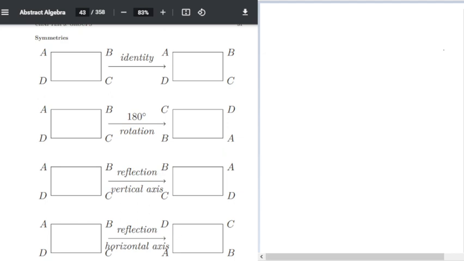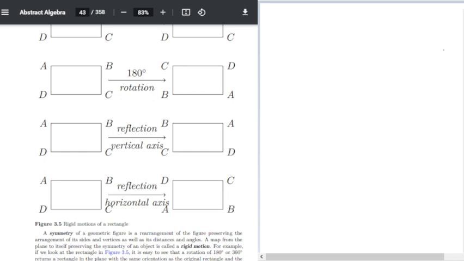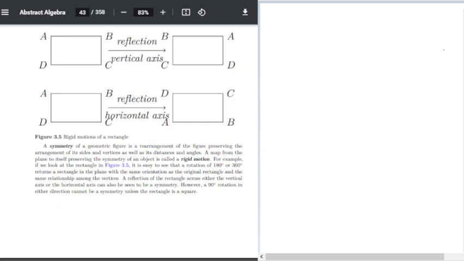So we have the identity symmetry. When we're talking about symmetries, the identity symmetry is always included. We have the 180 degree rotation of the rectangle, which takes it from ABCD, calling the vertices out, to CDAB. We have a reflection across the vertical axis, where ABCD goes to BADC. And we have a reflection across the horizontal axis, where ABCD goes to DCBA.